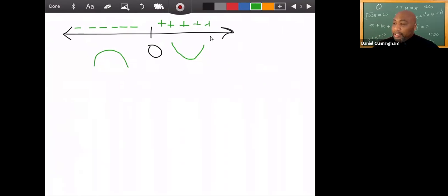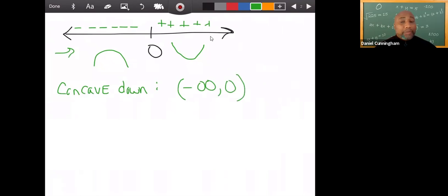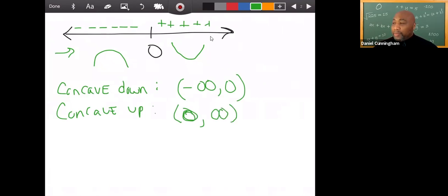And so to write our answer, we say it is concave down and we use our x values from negative infinity. Again, we're coming from negative infinity all the way to 0. That's when it's concave down. And it's concave up from 0, in that second region, all the way up to positive infinity. And that's our answer for concavity. And that's how you write the answer.